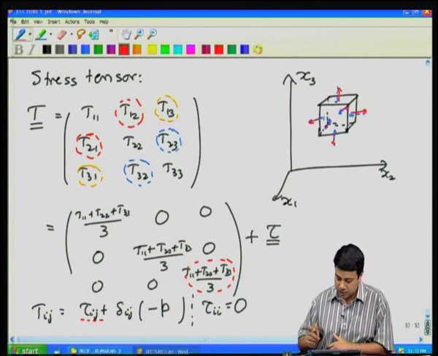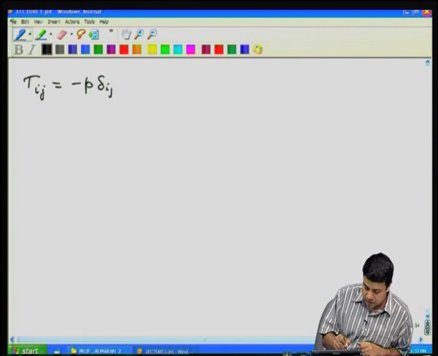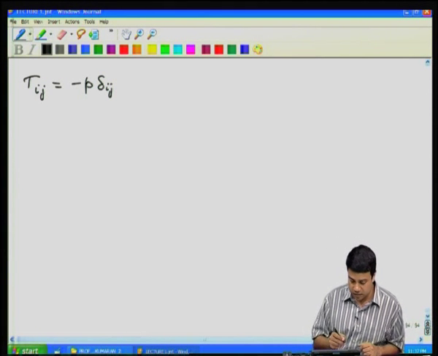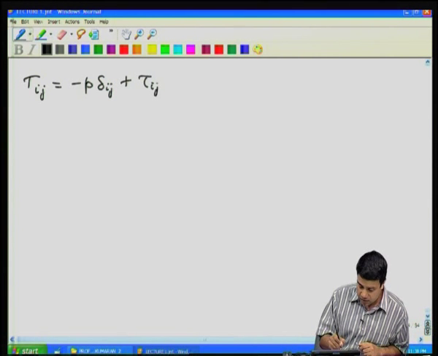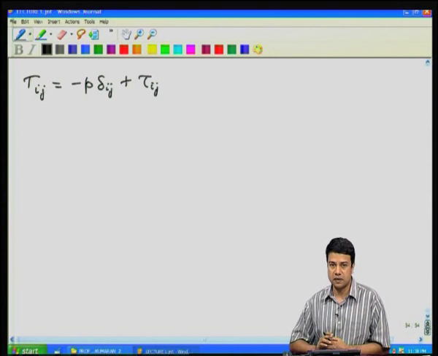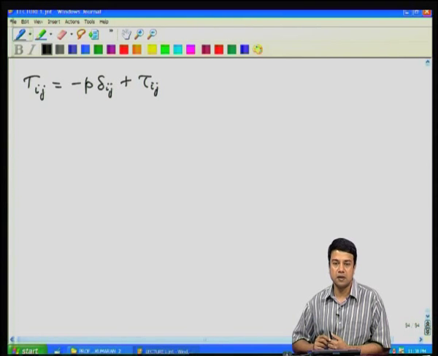Okay. So, to reiterate, Tij, the stress tensor, can be written as minus P times delta ij, where P is the pressure, the isotropic part of the rate of deformation tensor, plus the second part tau ij. This second part, of course, depends upon the rate of deformation within the fluid. And therefore, a constitutive relation will relate this tau ij to the gradients in the velocity field.